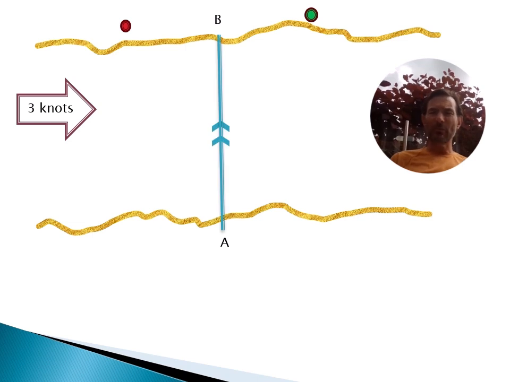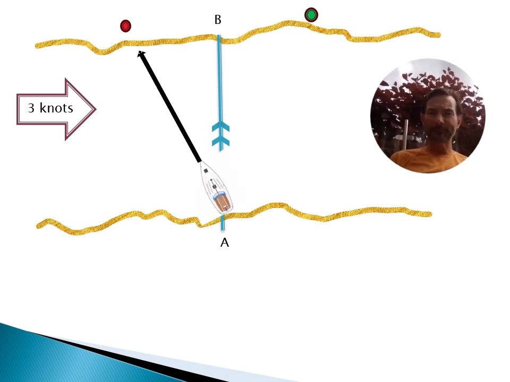So on a chart, we would mark that line from A to B, and we put 2 arrowheads on it. The way to remember that is that you keep 2 feet on the ground. So 2 arrows on a ground track in chart work.